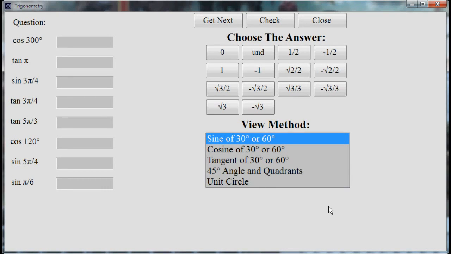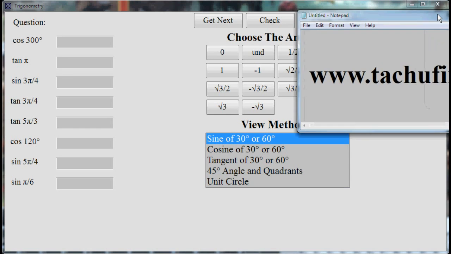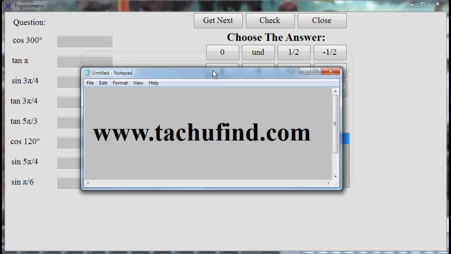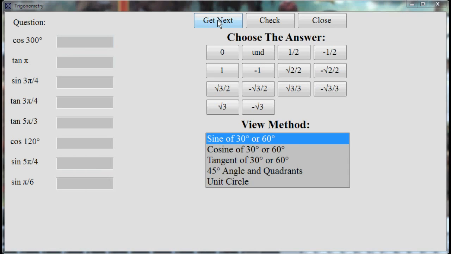This program was created to allow you to learn the trig functions. You can download it from www.tacufine.com. The way it works is you can get the questions that you want to answer as you work through the program, and down here it gives you a list of different things that you can pull up that will help you remember the functions.